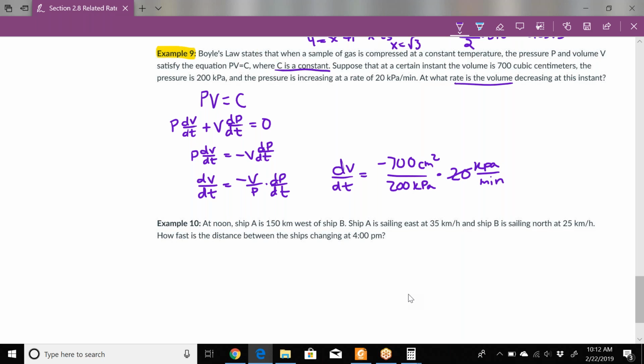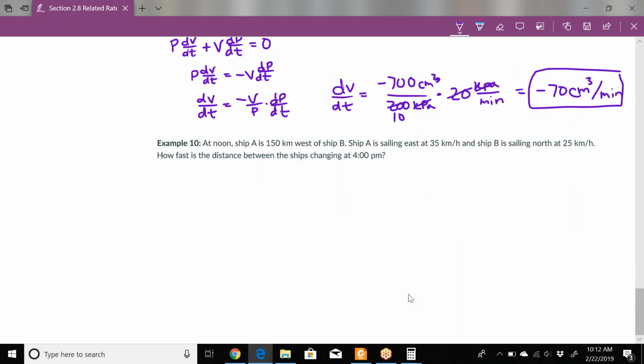Okay, so we can reduce this. 20 goes into this 10 times, and then negative 700 divided by 10 will be just negative 70. The kPa units cancel out, so it just ends up being, this is supposed to be cubed, by the way, negative 70 cubic centimeters per minute. So the volume is decreasing, notice because it's negative, at a rate of 70 cubic centimeters per minute.